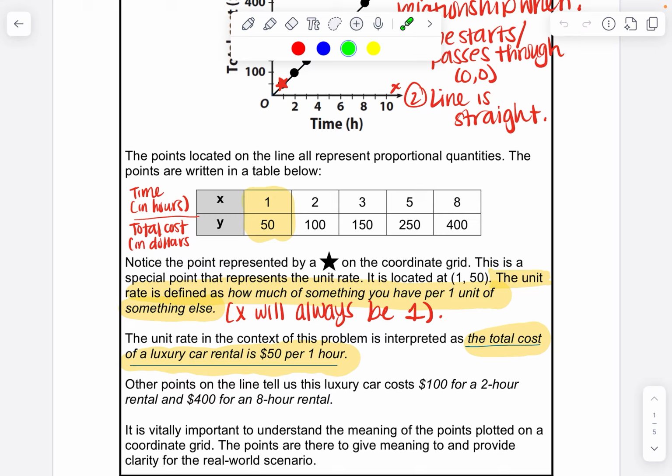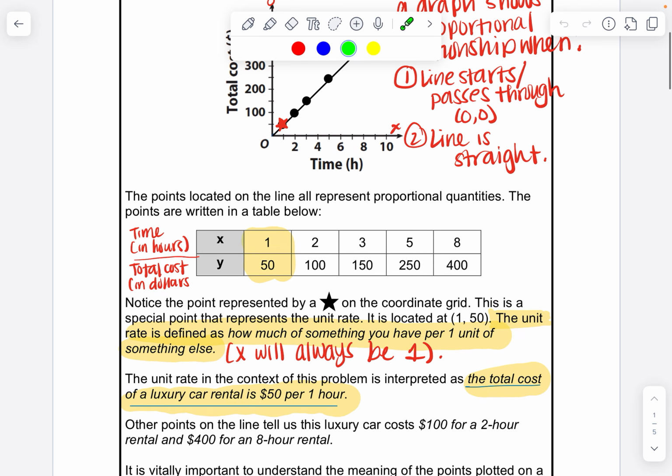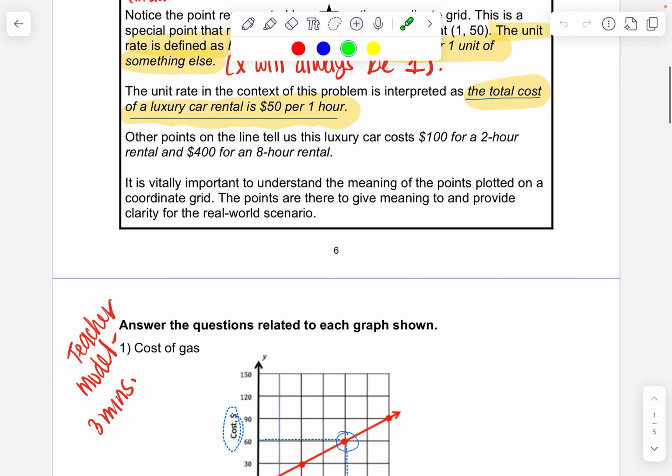There's no flat rate. There is no interest. There's no tax. $50 per hour. And so the other points on the line match up with the coordinates in this ratio table.